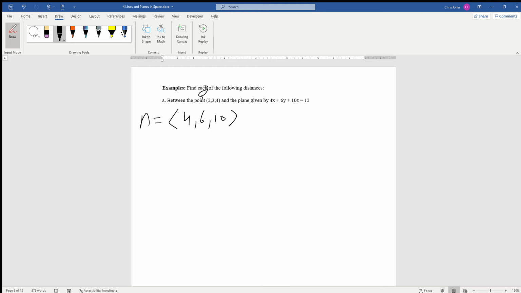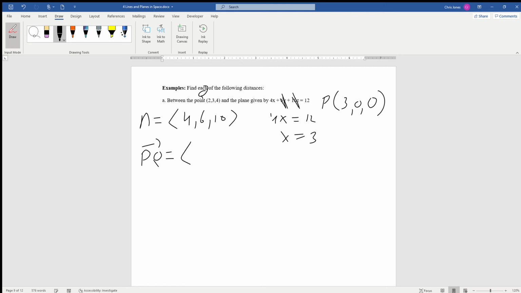Remember that trick: if you ever need a normal vector to a plane, you just take the coefficients right away. We need a point P on the plane, and here's an easy way to find one. Just define y and z to be 0. In other words, we're finding an intercept, just like you did in pre-calculus. So if 6y, or 6 times 0, and 10z, or 10 times 0, then we get 4x equal to 12, or x is equal to 3. So we get the point (3, 0, 0).